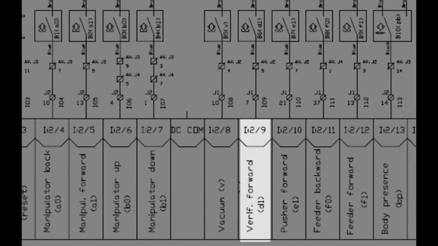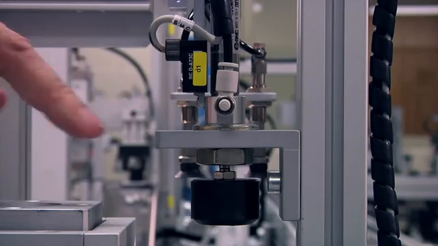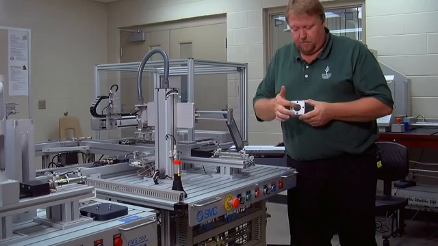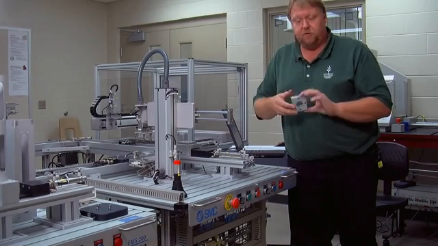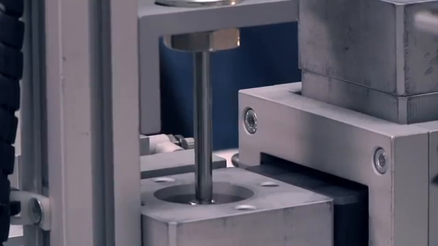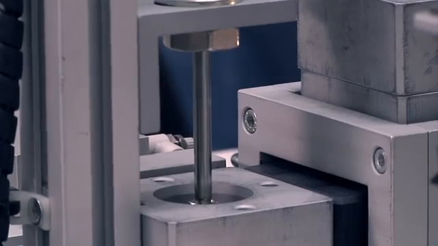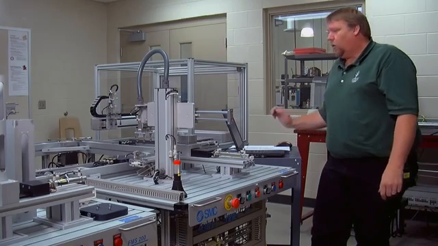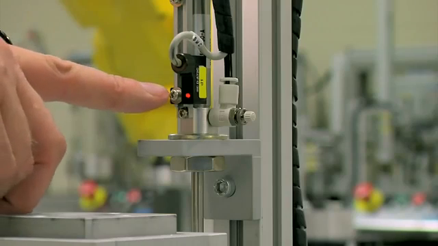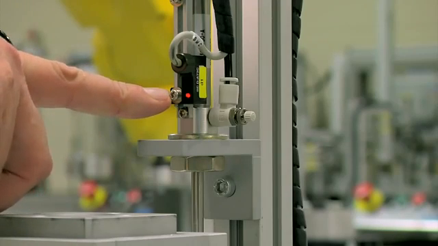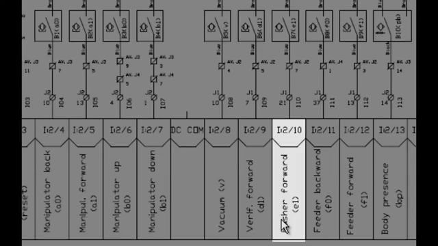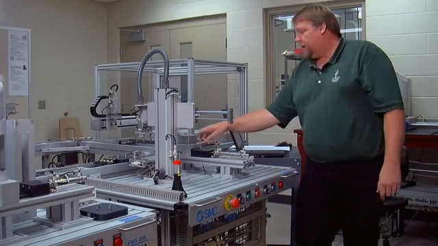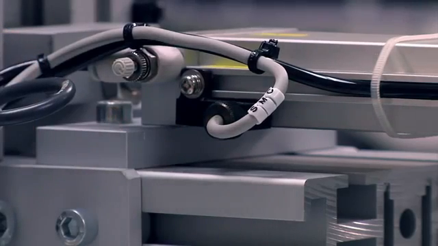And the last four or five on here, we have verify forward. This is a verification cylinder, and it checks for bodies that either have the correct orientation or the incorrect orientation. So it will only fit in there one way. And that is verify forward, and that is I:29. And the sensor for that is right here on the side. Next one is I:210, which is the pusher forward. And right here is the signal for that.